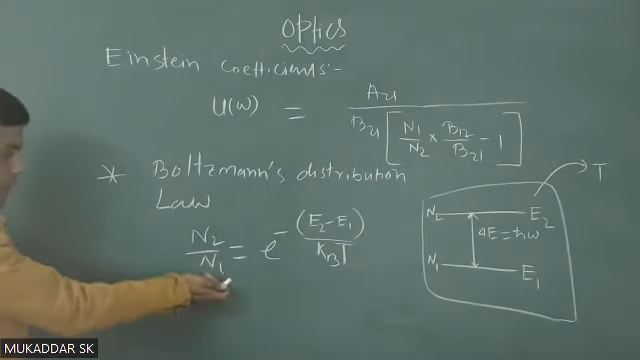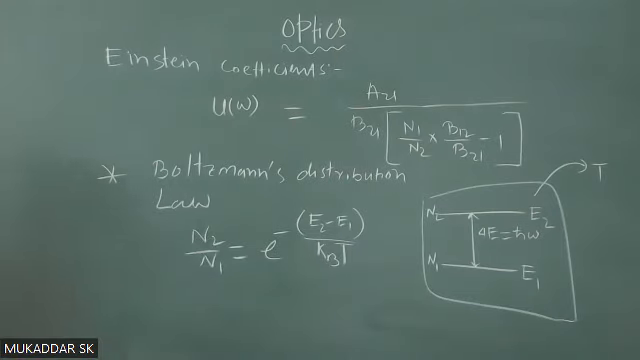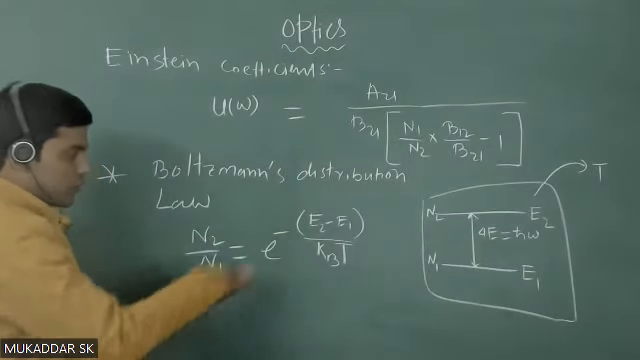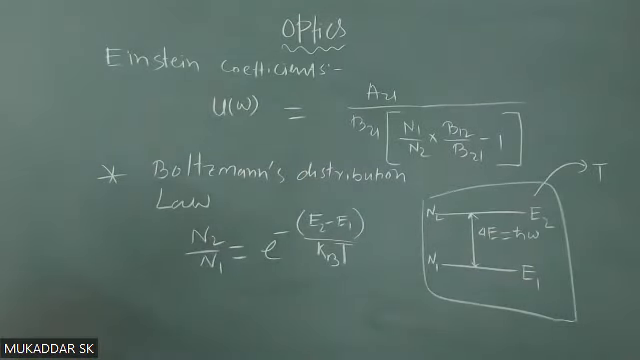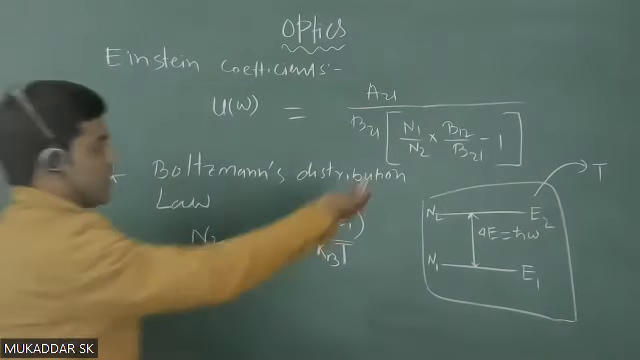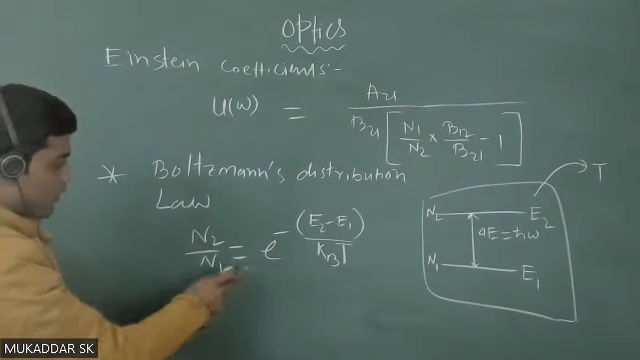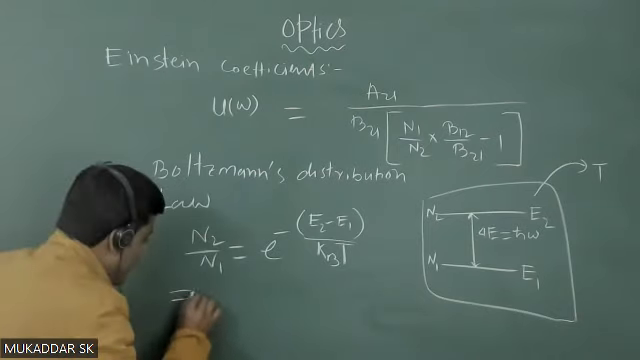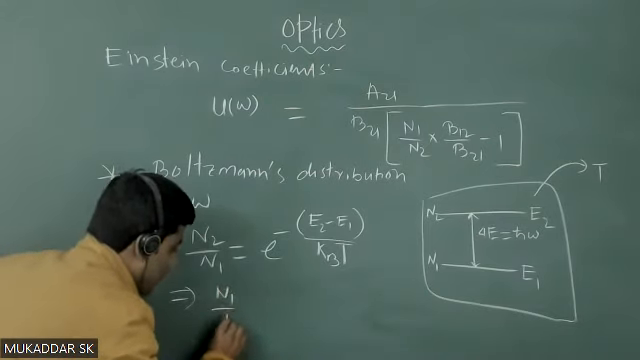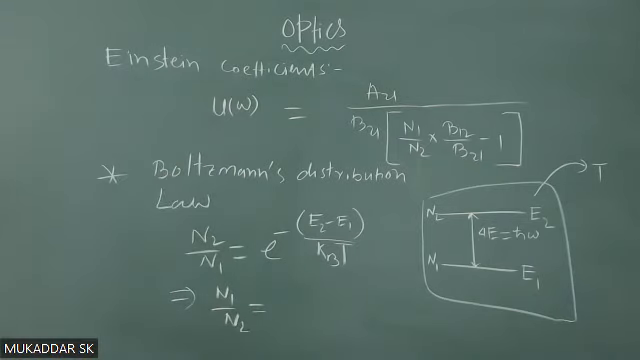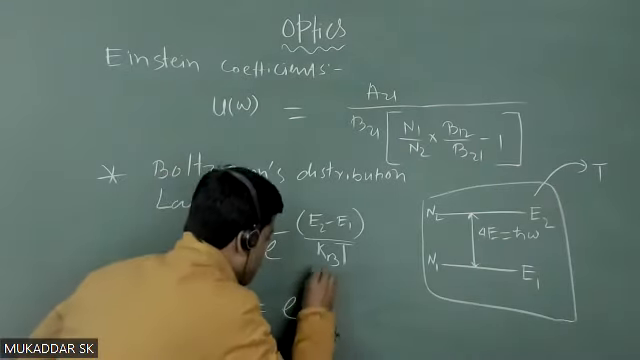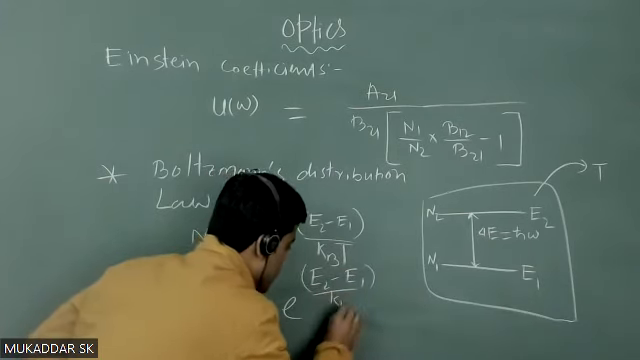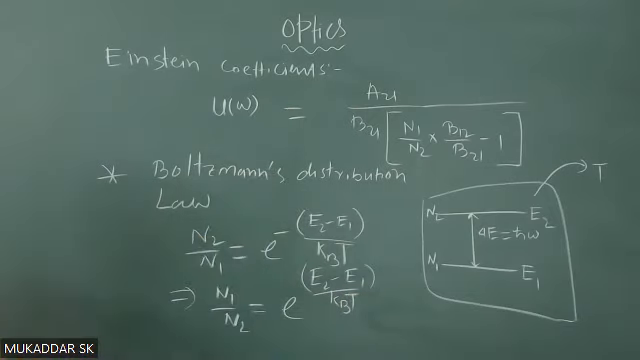So this formula itself is important for GATE exam. They will provide you system temperature and energy values, and they will ask you the ratio of population in these two levels. So N2 by N1 is exponential of minus (E2 minus E1) divided by kB T. Further, N1 by N2 will be exponential of (E2 minus E1) divided by kB into the temperature of that system.